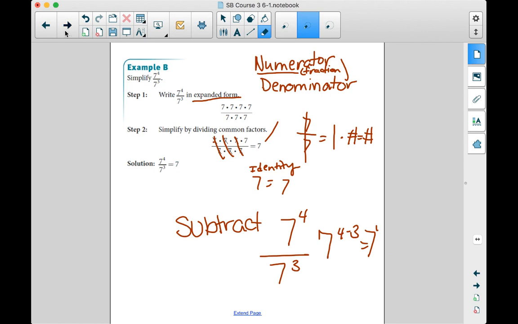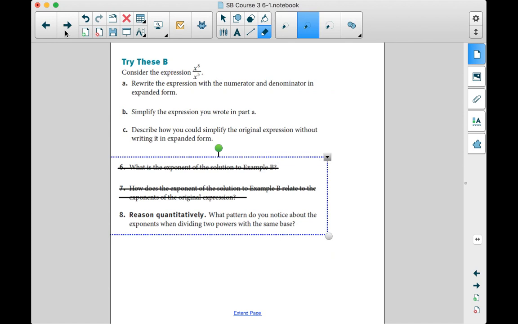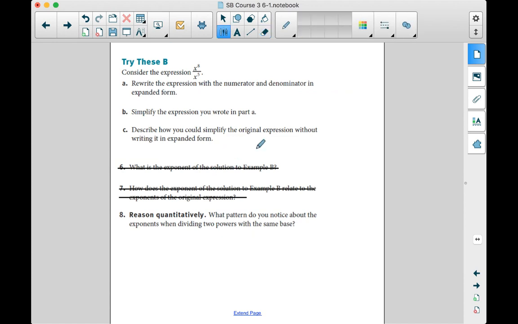So let's take a look at one more example before we add that to our notes. So let's go to the try these B. It says rewrite the expression with the numerator and denominator in expanded form. So my numerator is x to the power of 8, which means x times itself 8 times.